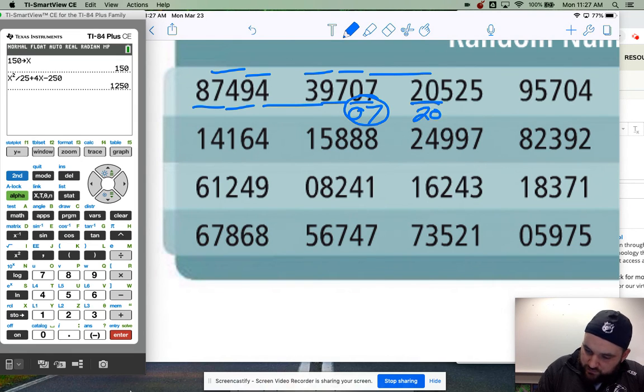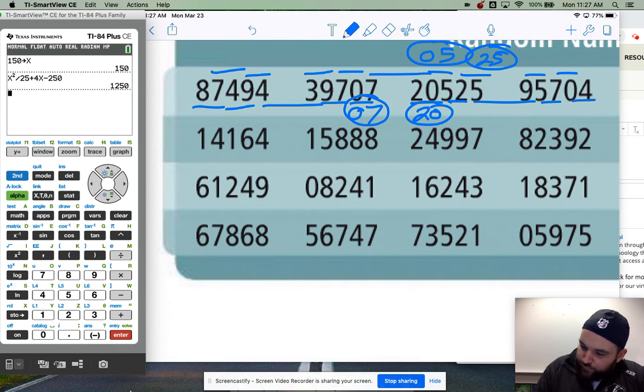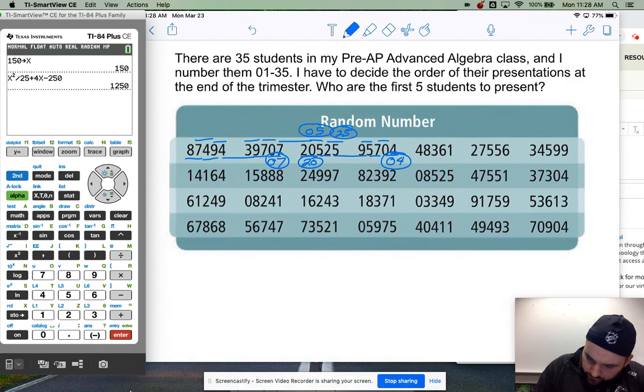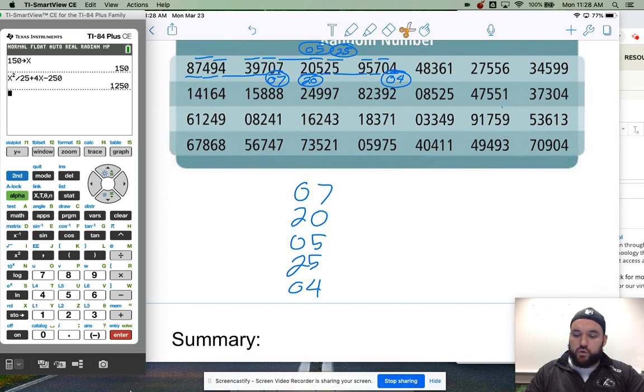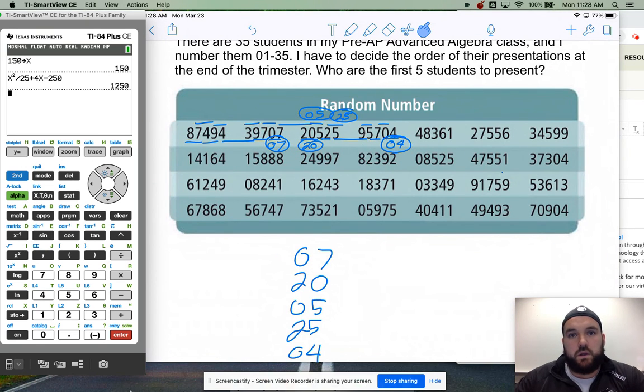Then 20 is in my class, or the number 20 is assigned to someone in my class. 52, 25 is also assigned. So I would just keep this pattern going: 95, 57, 74. So the first 5 students that would have to present would be student 7, student 20, student 5, student 25, and student 4. Okay, so that's how we're going to use a random number table to make fair decisions on who has to or who gets to do a certain task.